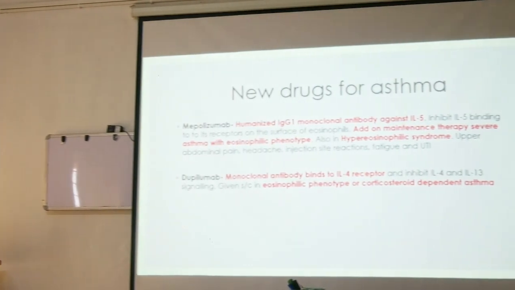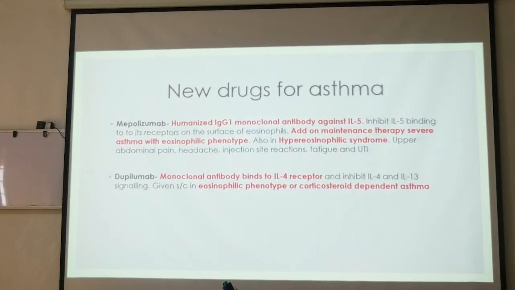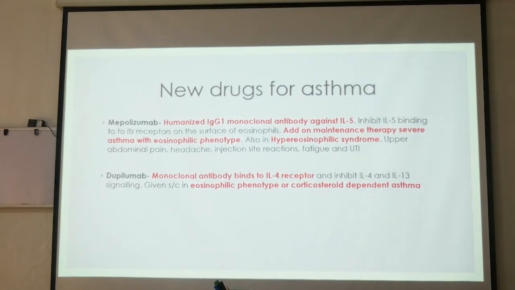Mepolizumab is again an IgG1 monoclonal humanized antibody against IL-5, and it is used as an add-on therapy for severe asthma with eosinophilic phenotype, where there is more eosinophilia. Dupilumab is a monoclonal antibody that binds to the IL-4 receptor, again for the eosinophilic phenotype or corticosteroid-dependent asthma.